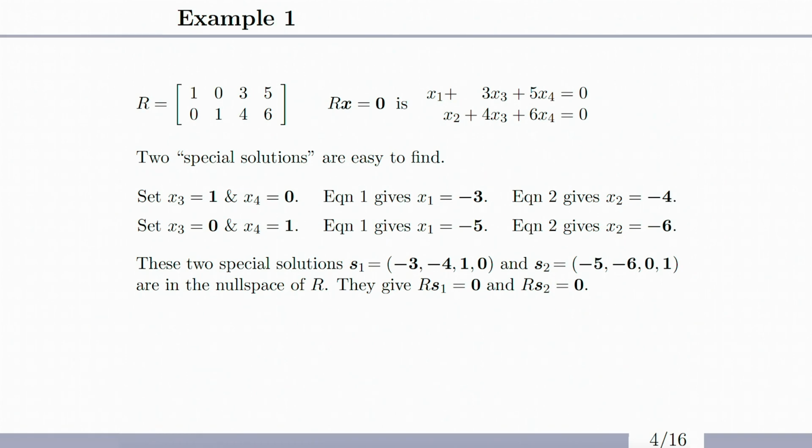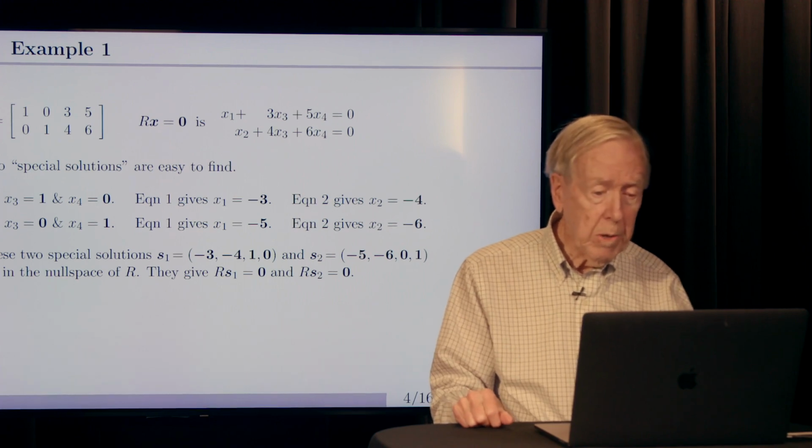So if we took -3 of the first column, -4 of the second column, and then +1 of the third column, we would have 0. AX equals 0, what we're looking for.